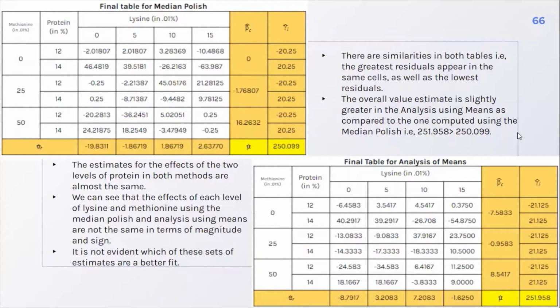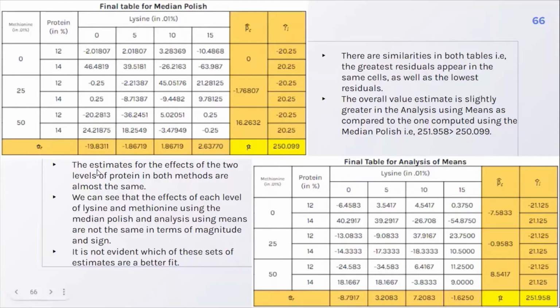For the comparison of the overall value estimate, we can see that the computed common term from the analysis using means is slightly greater than the computed common term in the median polishing.